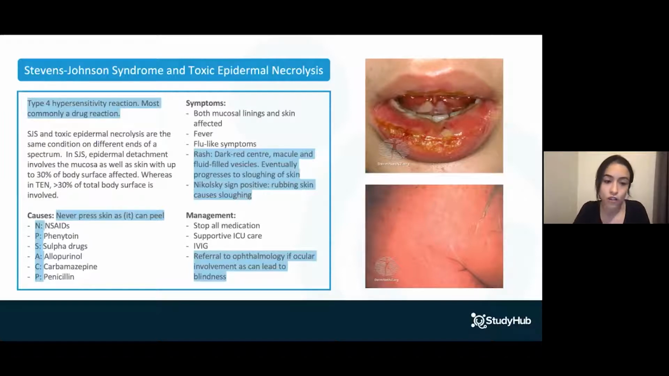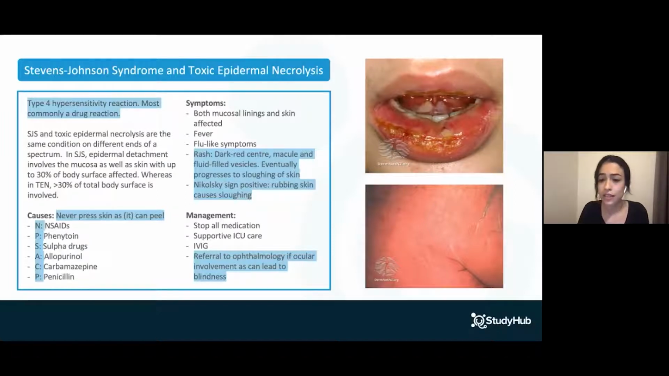Okay, and then there's a good mnemonic here for remembering the drugs that cause these two conditions. Never press skin as it can peel, and that's referring to Nikolsky sign, which we'll get into in a second. But if you guys can memorize these drugs, it would be really good, just because they love this stuff in exams.